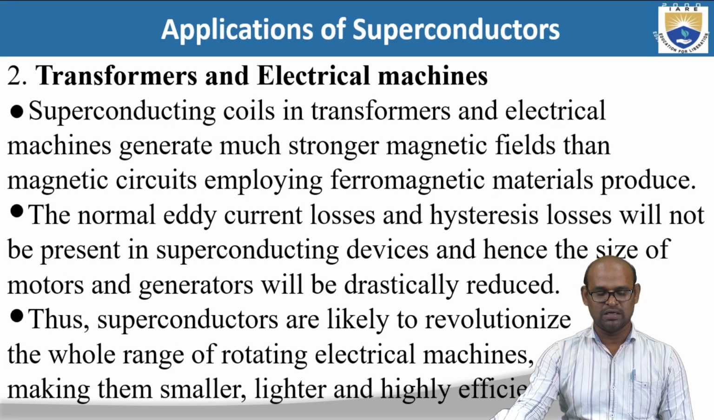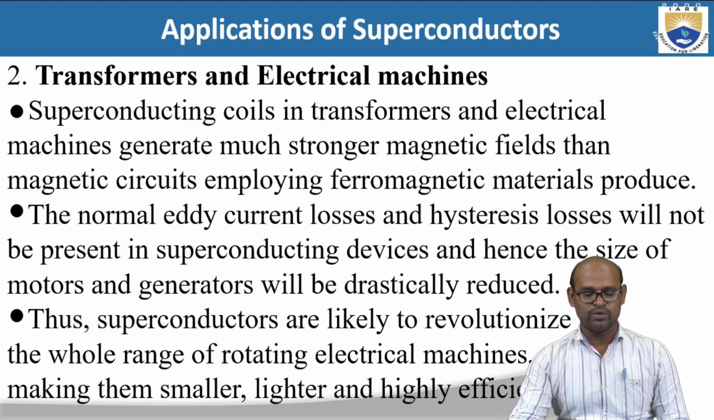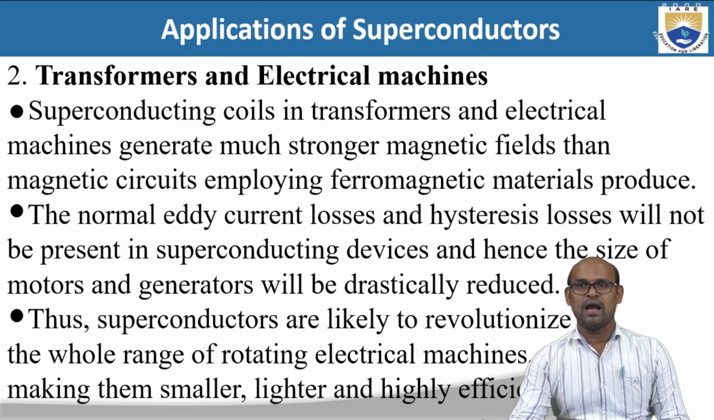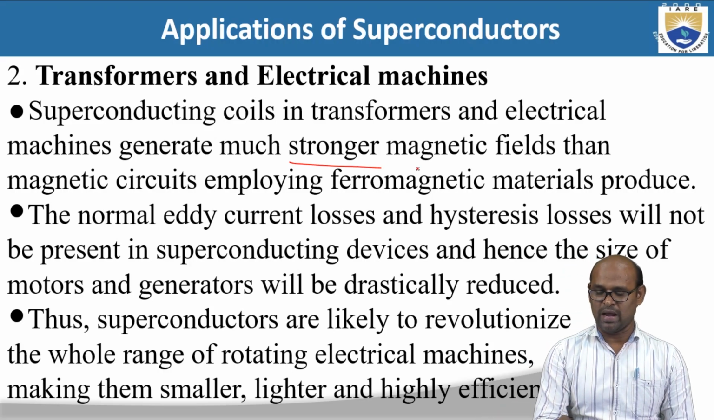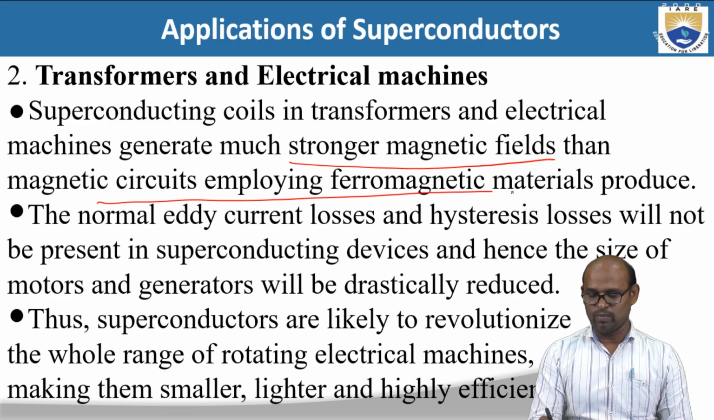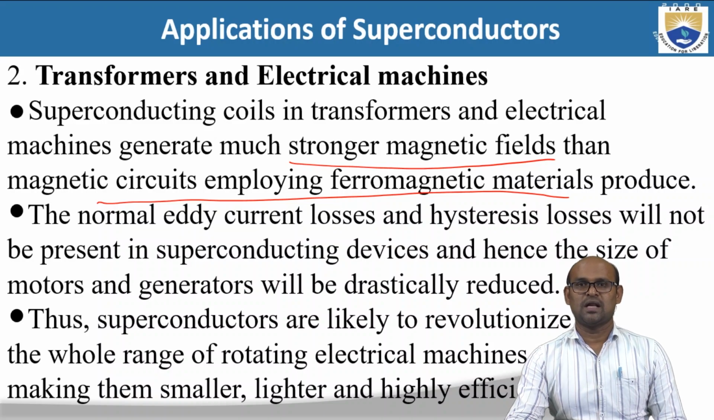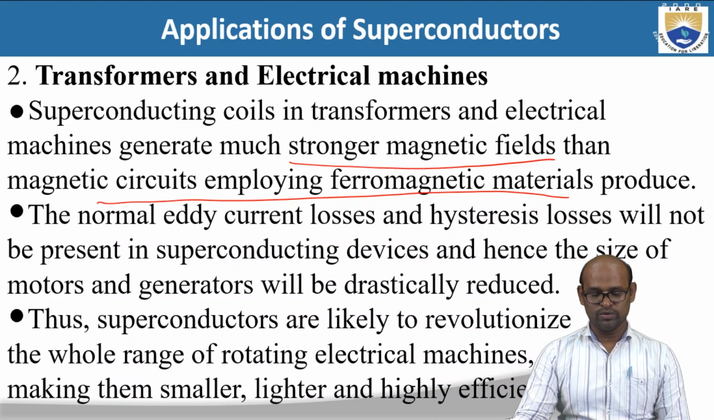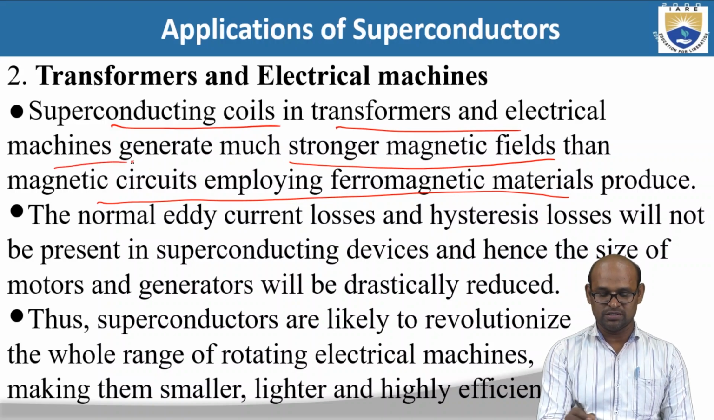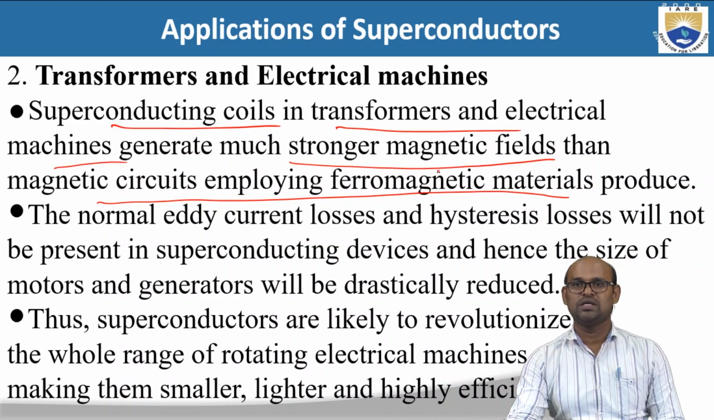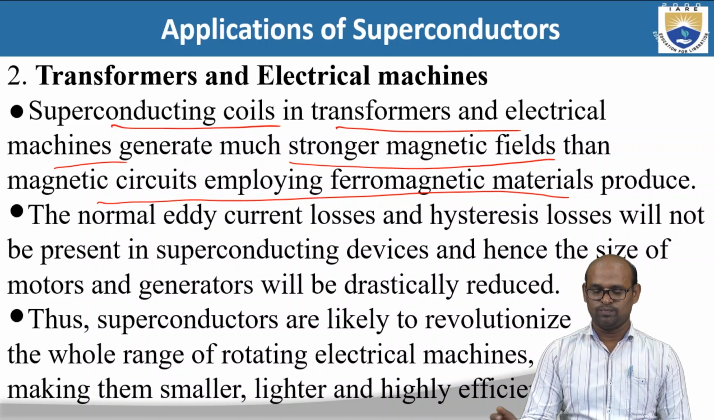The second application of superconductors is transformers and electrical machines. Superconducting coils in transformers and electrical machines generate much stronger magnetic fields than magnetic circuits employing ferromagnetic materials. If we use ferromagnetic materials to make transformers, they produce much weaker magnetic fields than superconducting material. Superconductors can generate strong magnetic fields, whereas ferromagnetic materials generate low magnetic fields.